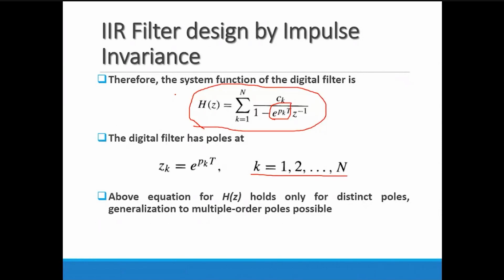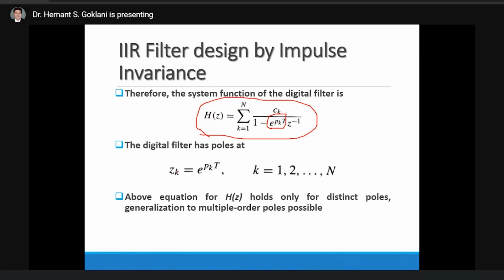So when you apply this, your final equation, the system function for the digital filter, will be H(z) equal to summation from k equal to 1 to N of ck divided by 1 minus e raised to pkT into z inverse, where the term e raised to pkT is nothing but the poles of the digital filter, which is mentioned over here.